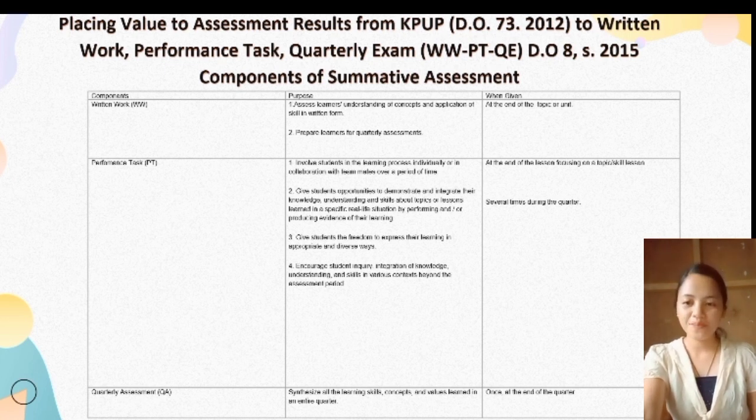Okay, the second component is performance task or PT. The purposes: first, to involve students in the learning process individually or in collaboration with teammates over a period of time.